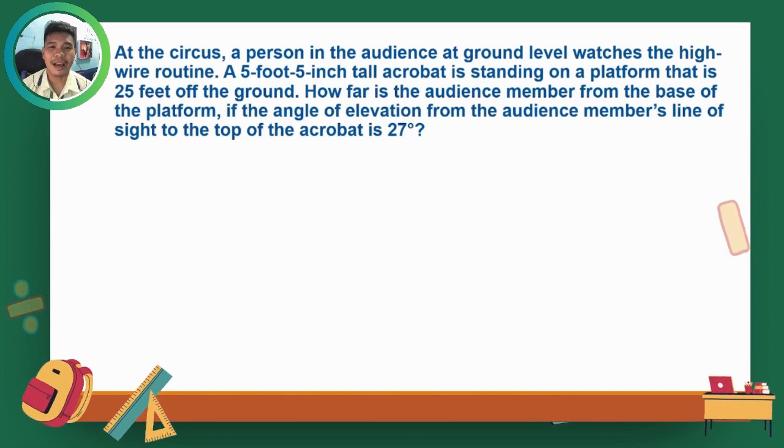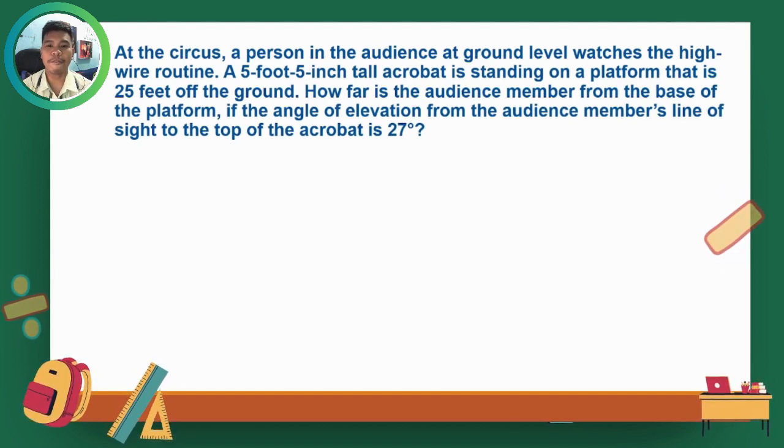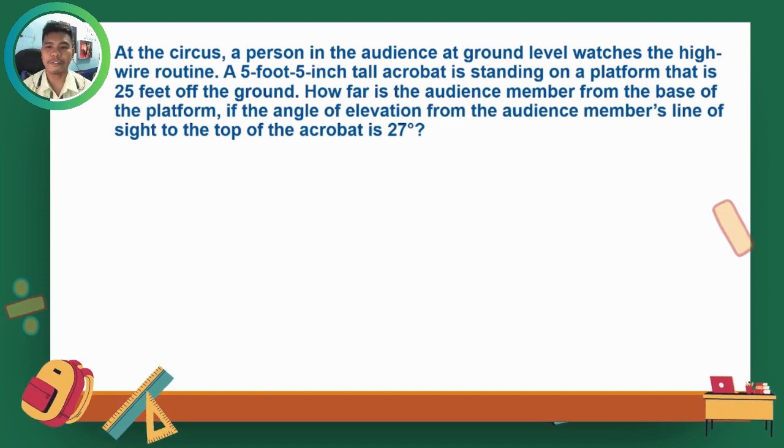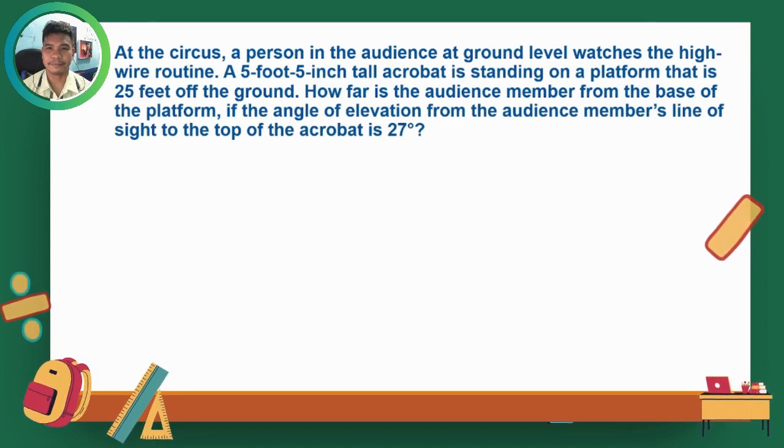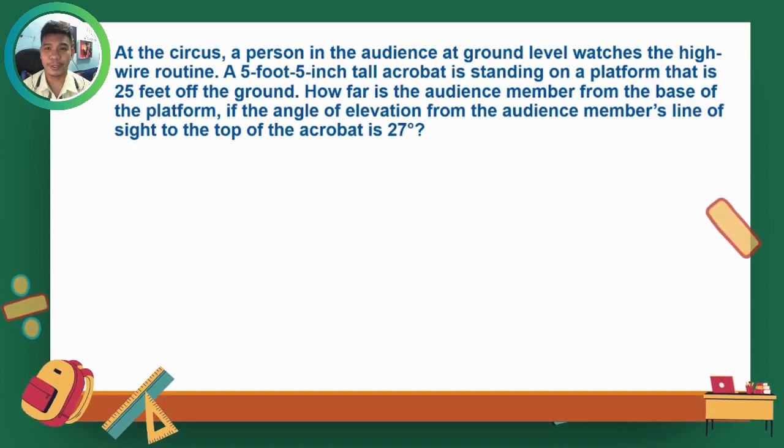At the circus, a person in the audience at ground level watches the high wire team. A 5'5" tall acrobat is standing on a platform that is 25 feet off the ground. How far is the audience member from the base of the platform if the angle of elevation from the audience member's line of sight to the top of the acrobat is 27 degrees? First, make sure that you draw the right illustration for this problem. Now do it with your group members.